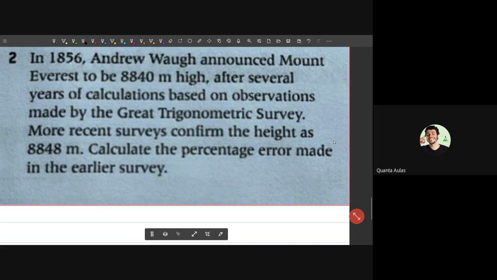In 1856, Andrew Hauge announced Mount Everest to be 8,840 meters high, after several years of calculations based on observations made by the Great Trigonometry Survey. More recent surveys confirmed the highest at 8,848. Calculate the percentage error made in the early survey.